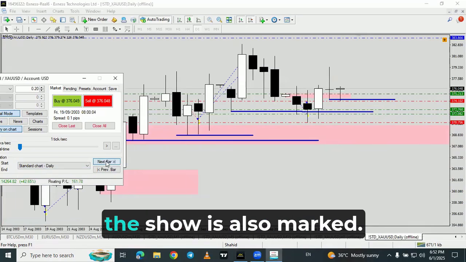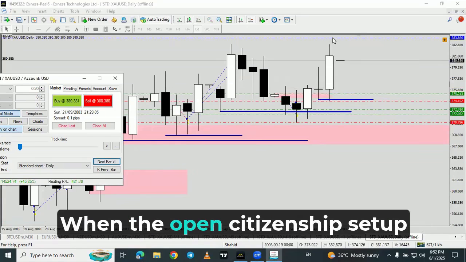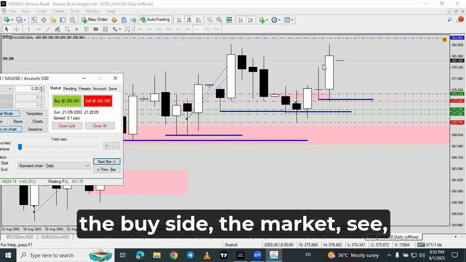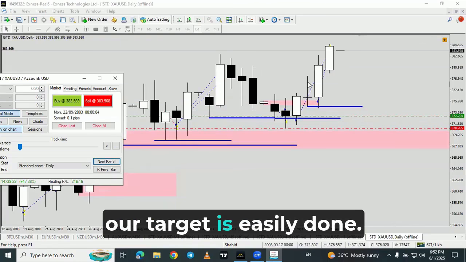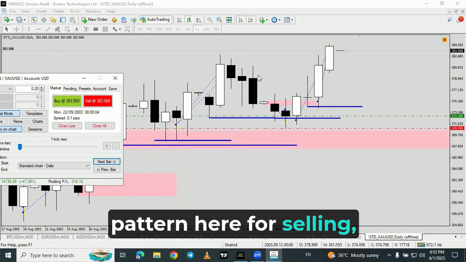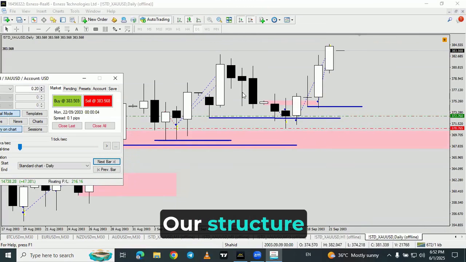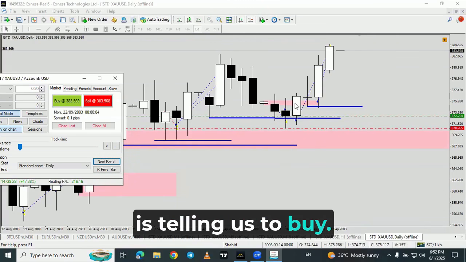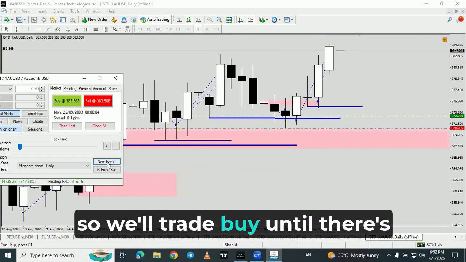See here, finally, the show is also marked when the open citizenship setup happened because we are going to the buy side, the market. See, our target is easily done. Why aren't we selling? Because we don't have any pattern here for selling. So why should we sell? Our structure is telling us to buy. It's also saying buy, so we'll trade buy until there's a sell.